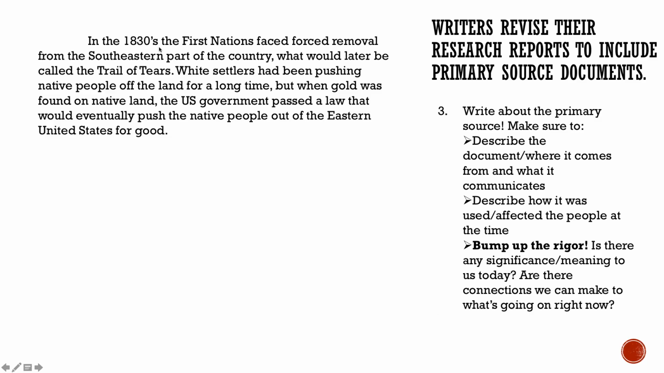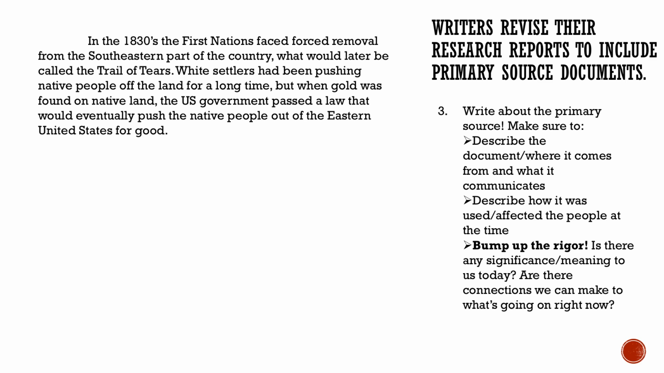So here's my introduction. In the 1830s, the First Nations faced forced removal from the southeastern part of the country, what would later be called the Trail of Tears. White settlers had been pushing Native people off the land for a long time. But when gold was found on Native land, the U.S. government passed a law that would eventually push the Native people out of the eastern United States for good.